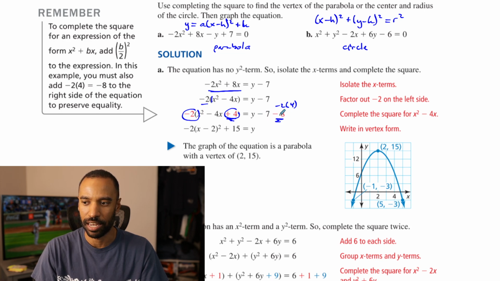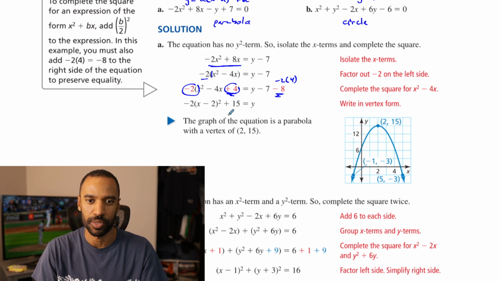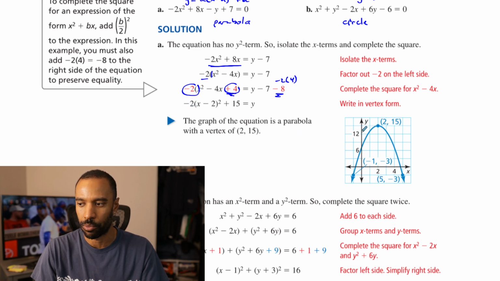They decide to add this negative 15 back over to this other side so they can get the true vertex form appearance: y equals negative 2 times x minus 2 quantity squared plus 15. That gets you a vertex of (2, 15), as they write. There it is. Because it's a negative stretch factor, it's going to be downward facing.